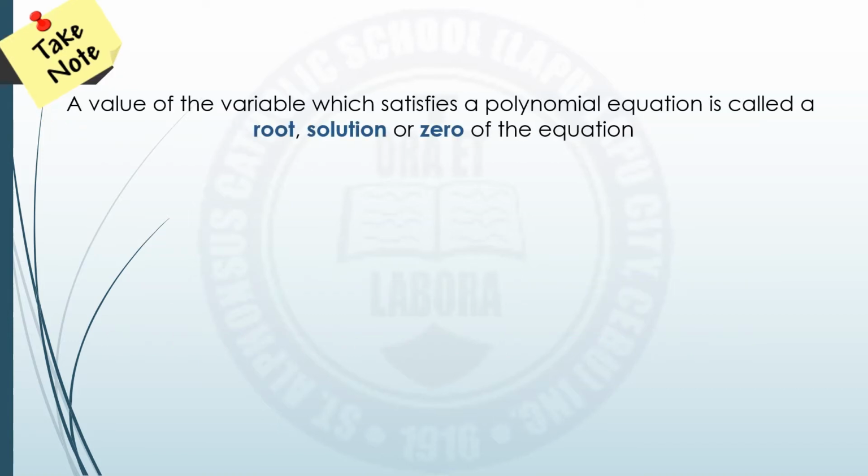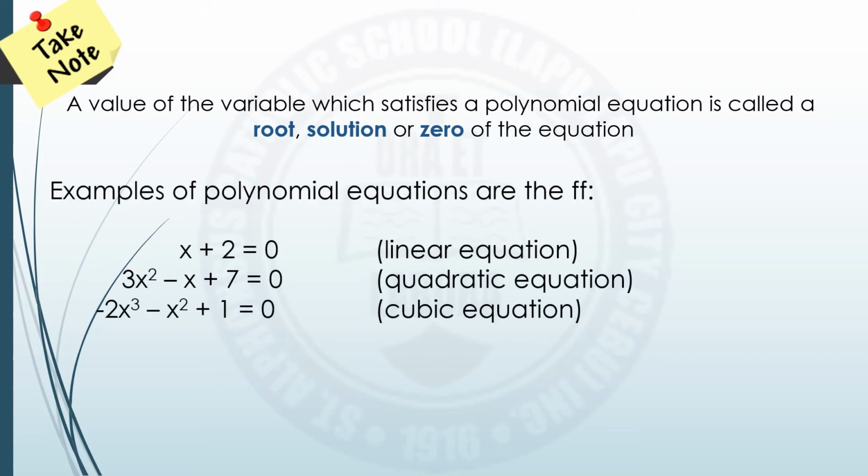A value of the variable which satisfies a polynomial equation is called a root, solution, or zero of the equation. Consider these examples of polynomial equations. Identifying the number of roots is based on the degree of the polynomial. In solving linear equations, we expect to get exactly one root because the degree is the first degree, or the degree is 1.